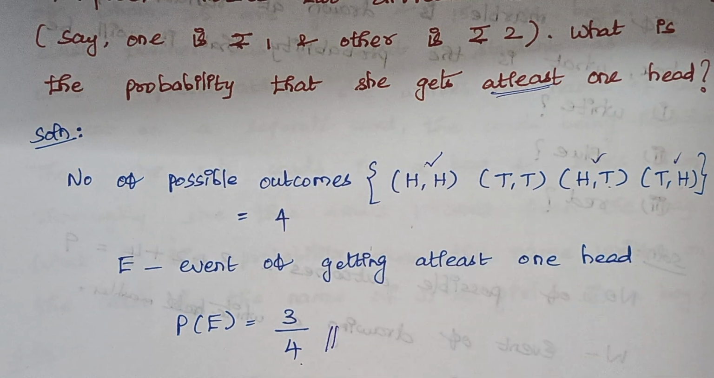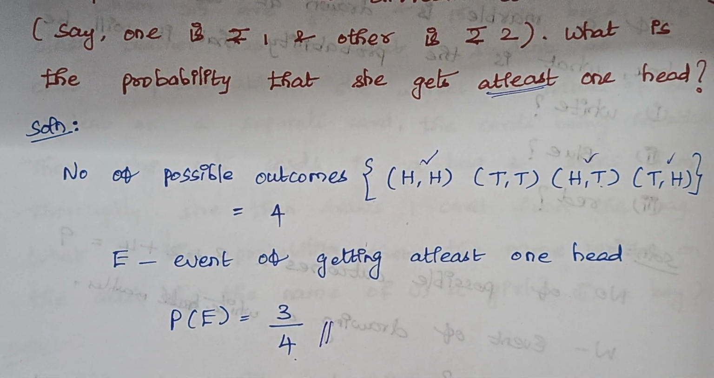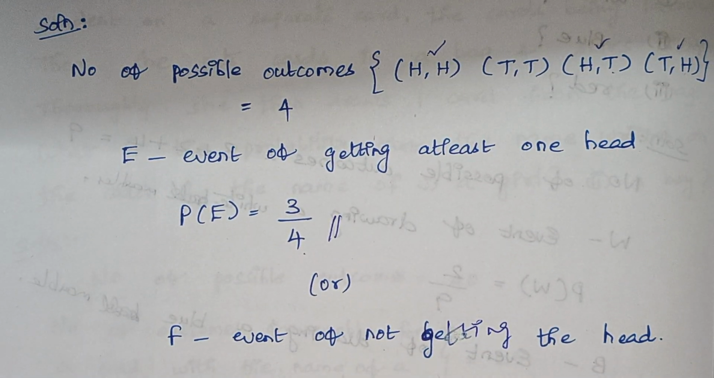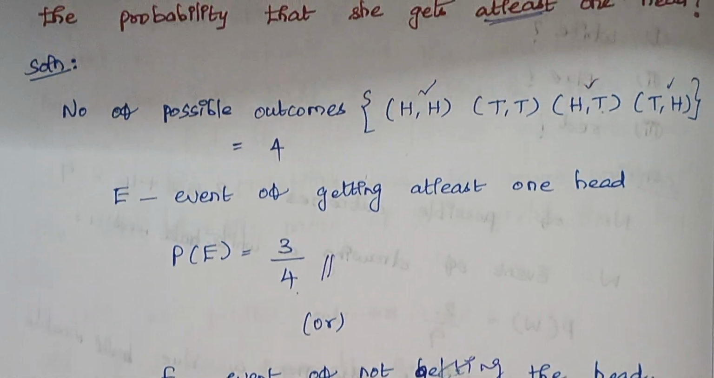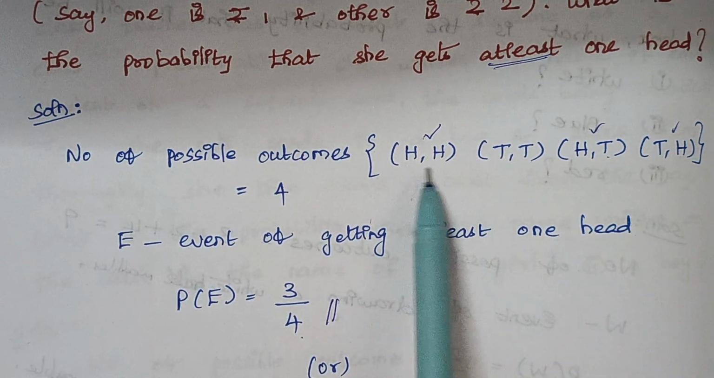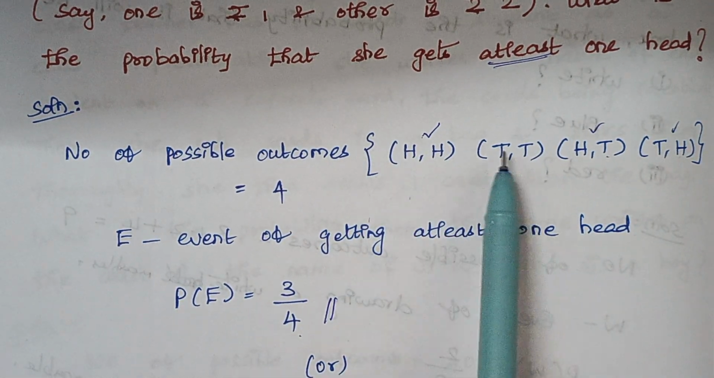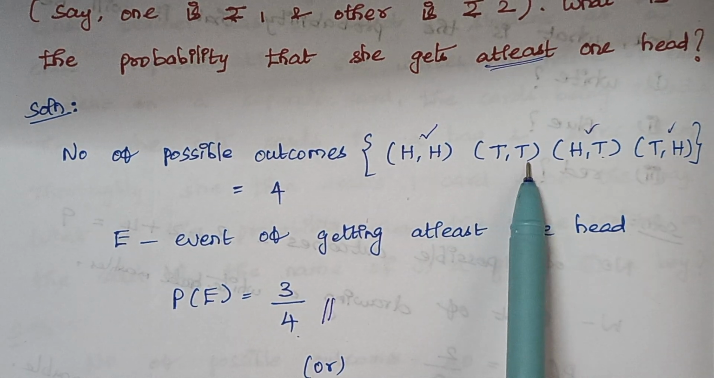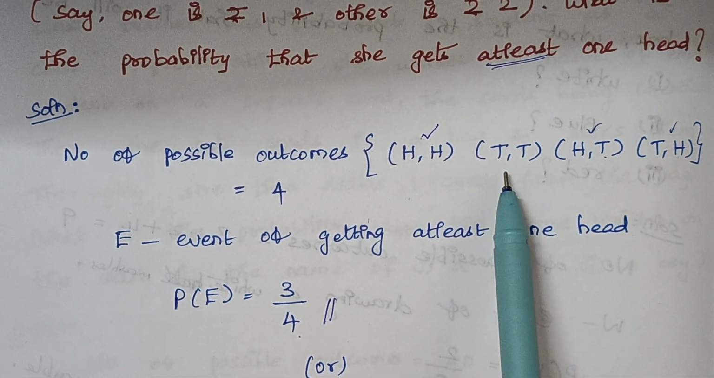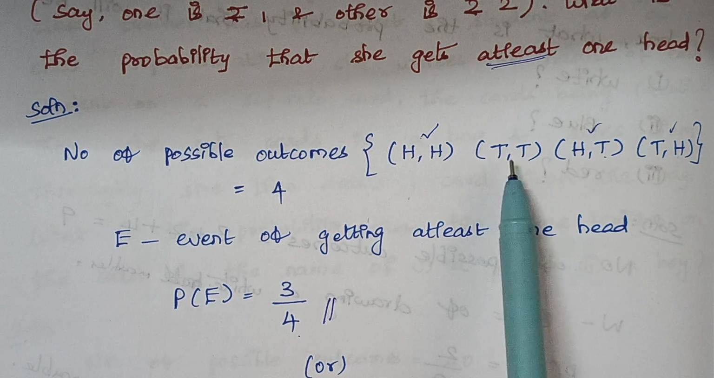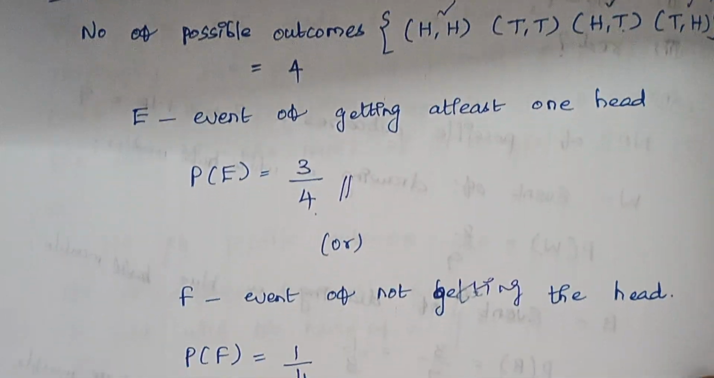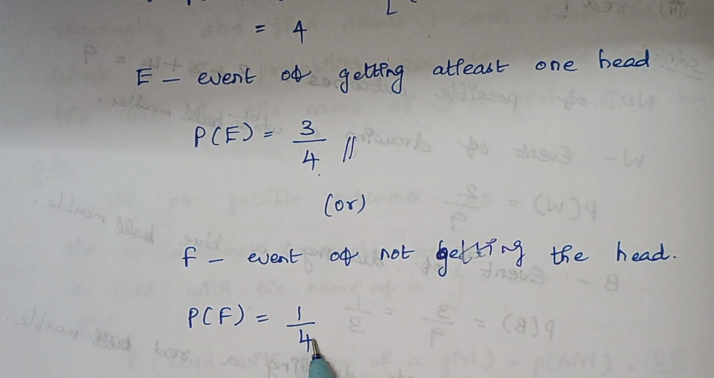That is the concept. Another way of solving this problem is: let F be the event of not getting a head. Looking at the possible outcomes, not getting a head means you should have only tails. How many outcomes show only tails? I have only one option. So not getting a head means, while tossing two coins, you have tail on the first coin as well as tail on the second coin. Totally I have only one option. Therefore, the probability of not getting a head is 1 by 4.